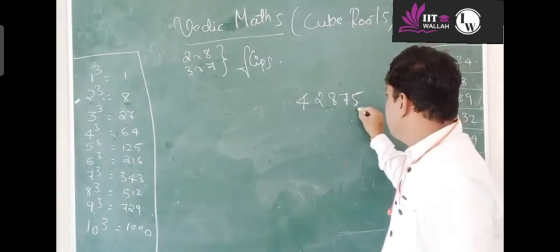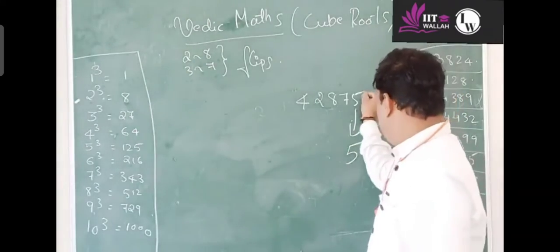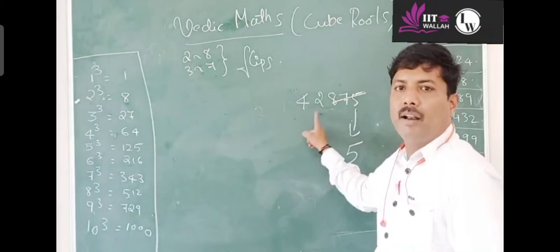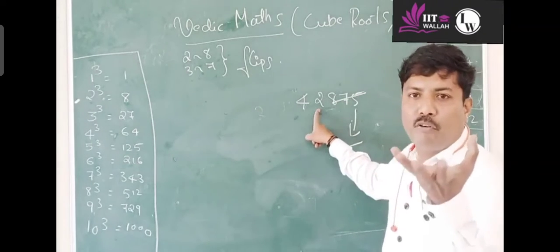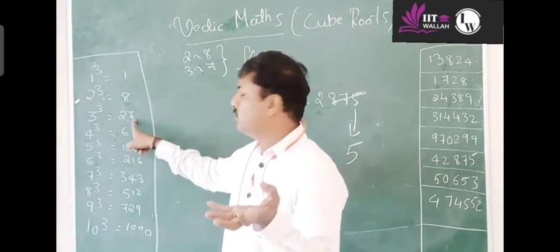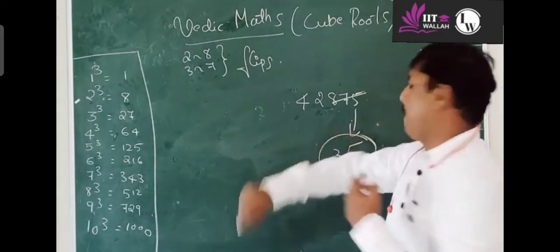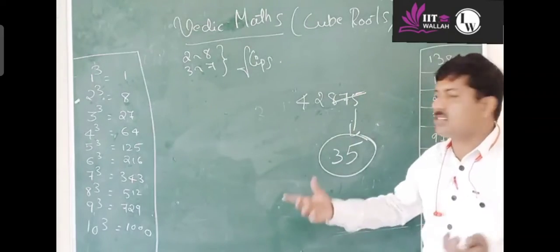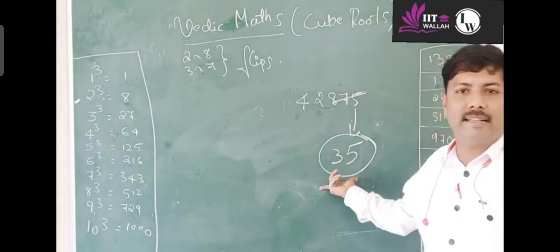Right? If it ends with 5, its cube root also ends with 5. Then cut the first 3 digits, and the number remaining here is 42. The perfect cube nearby, below 42, is 27. And the cube root of 27 is 3. So we easily get the cube root of this big number within 2 or 3 seconds.